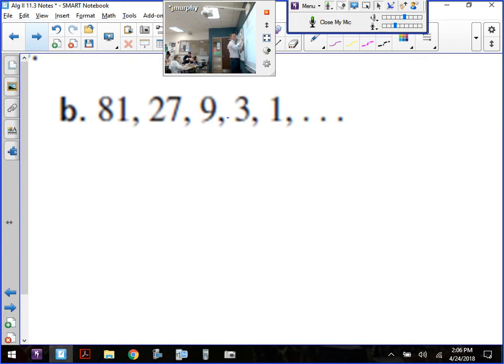Like this. 81, 27, 9, 3, 1. What's happening each time? Divided by 3. You're dividing by 3, or can I write it as multiplying by 1/3? I want to write this as times 1/3. It means the exact same thing, but your rate value is then going to be 1/3.